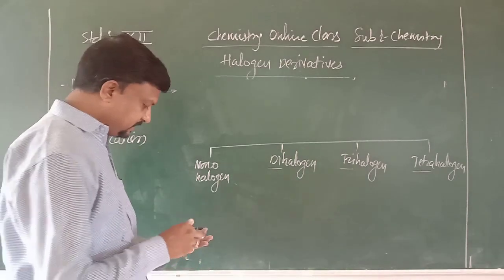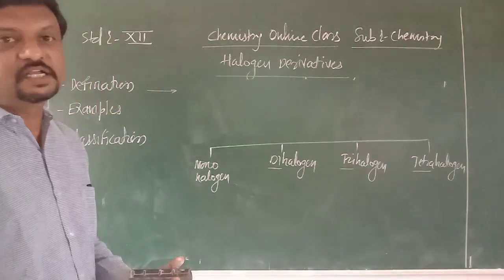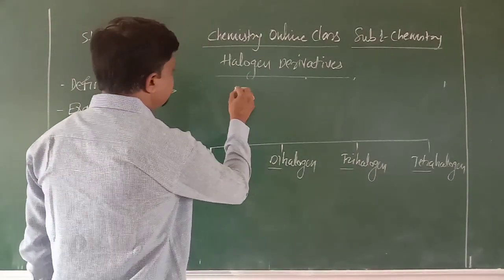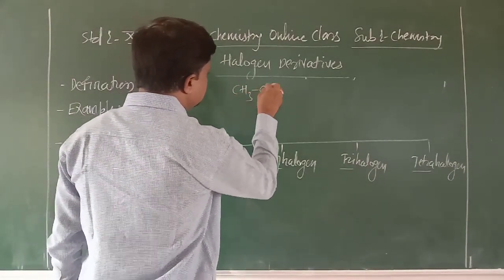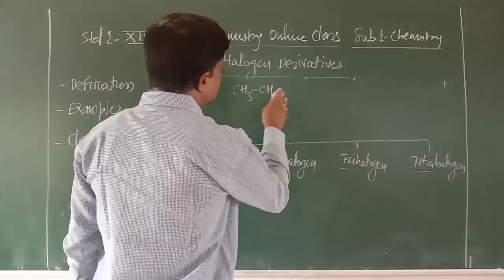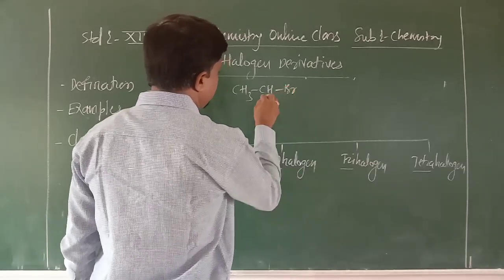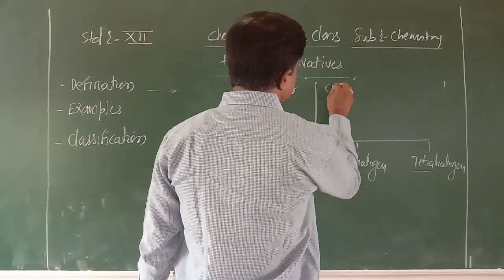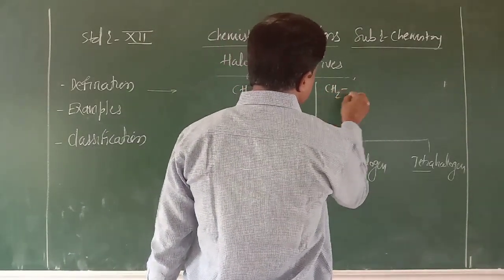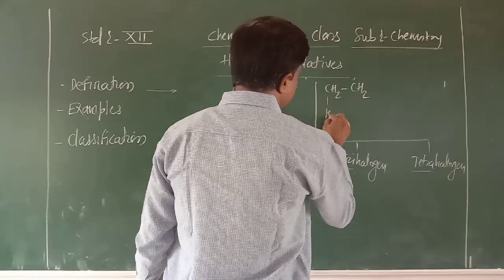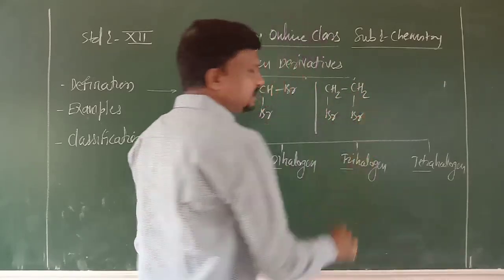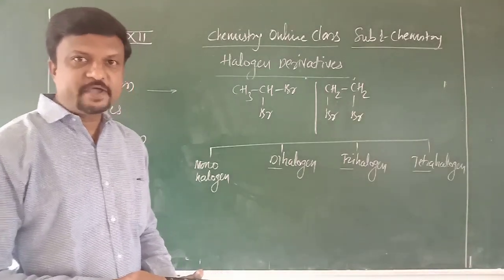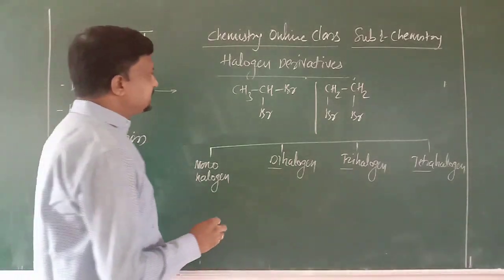The compound which contains two halogen atoms is said to be a dihalide. For example, CH3CH2 CHBr, and this is a CHBr. This is the first example, and the second example is CH3 CH2 single bond CH2, here it is Br, here it is Br. These are the two examples for the dihalides.